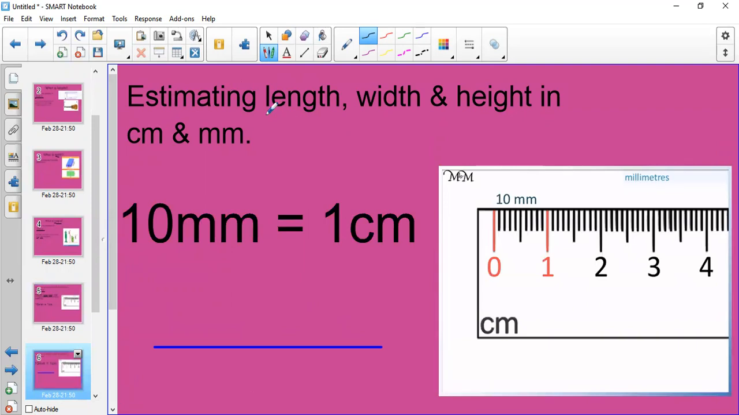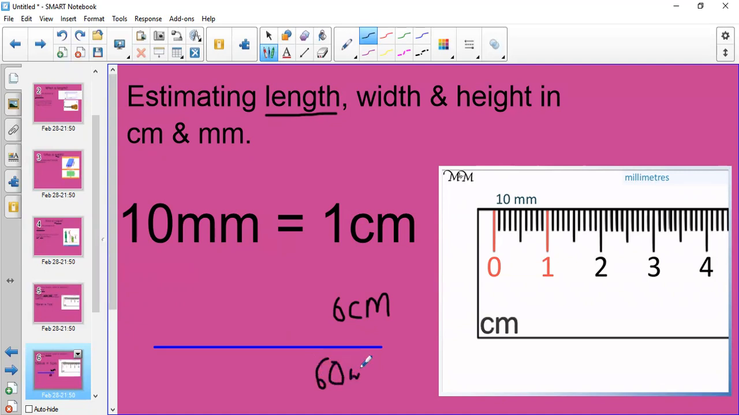Estimating length, width, or height is just having a look at, for example, a line like this. We're just going to use the line as an example. So estimate what you think that might be in centimeters. I might have a little look and think, right, I think that's maybe 6 centimeters. So I'd write 6 centimeters down as my estimate, which means I might measure that as maybe an estimate of 60 millimeters.